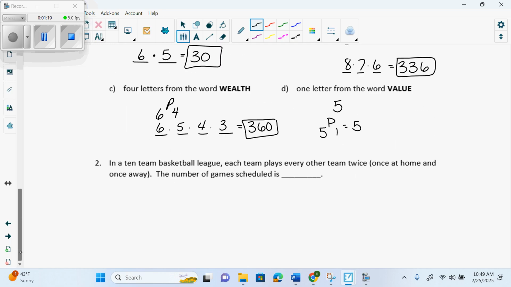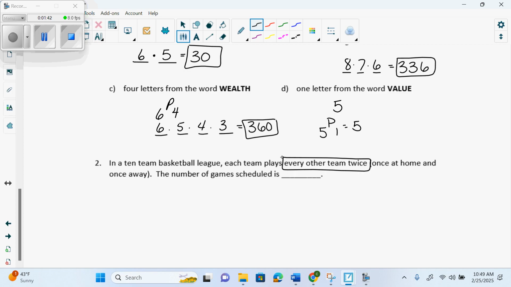Okay, in a 10-team basketball league, each team plays every other team twice. Now this has to be the key thing in order to be able to use the P. We're going to talk about these with combinations later. This only works if they play every other team an even amount, so twice. Twice means 1 home and 1 away, so that means that order matters, right? Home and away are totally different.